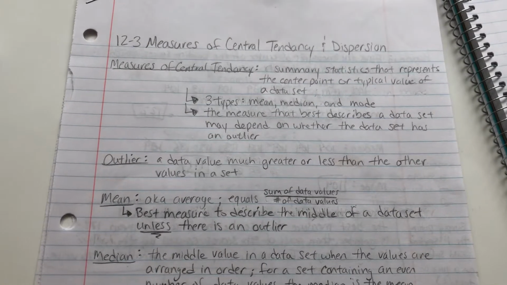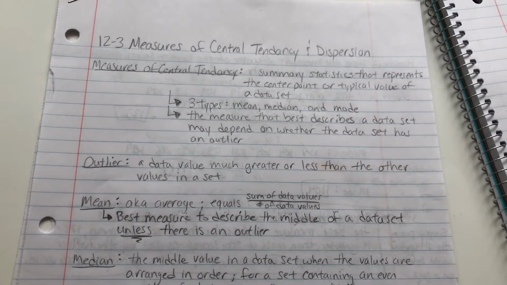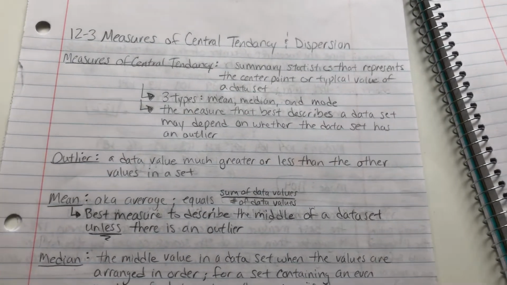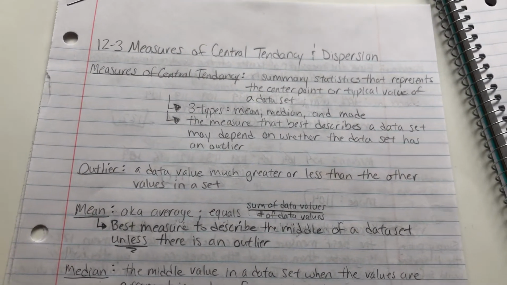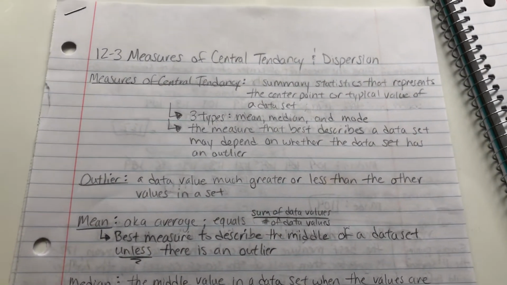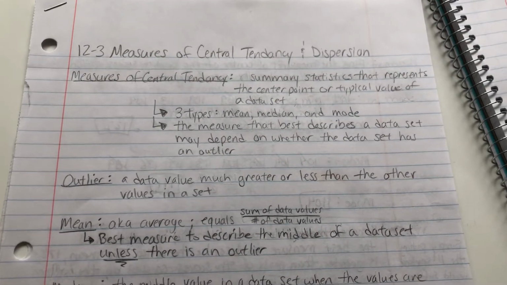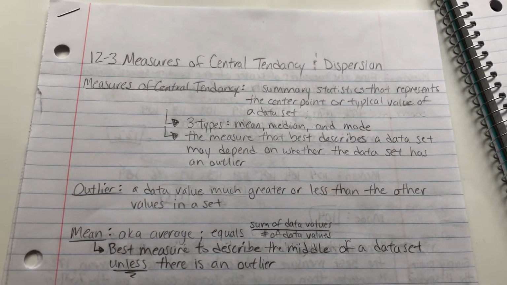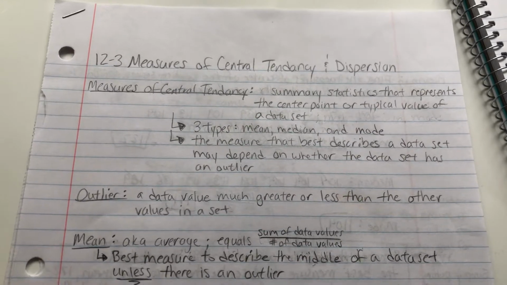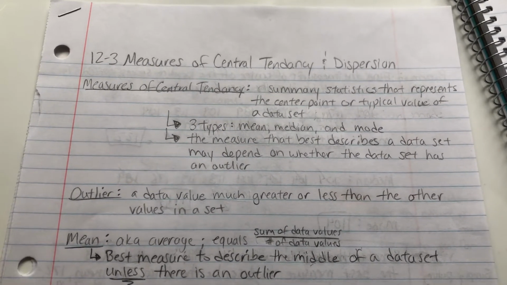And video 2 for today, we're going to do most of 12.3 notes for part 1. 12.3 has to do with measures of central tendency and dispersion. So in pre-algebra, you learned it more as measures of center and measures of spread or variability. So this is another way to phrase it.